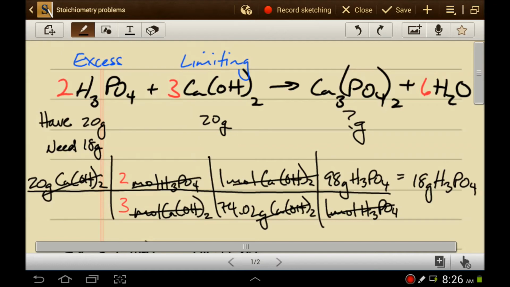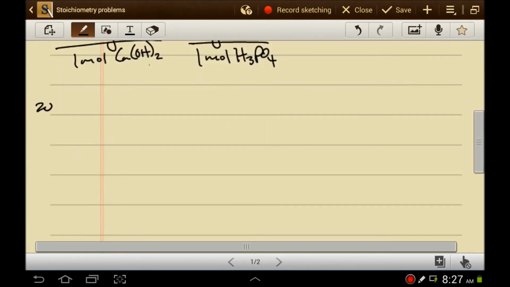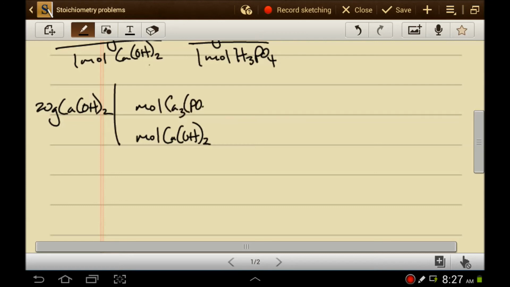So if what I want to know is how many grams of calcium phosphate this is going to make, I have to start with 20 grams of calcium hydroxide, not the 20 grams of phosphoric acid. So now when I do the stoichiometry, I start with the 20 grams of calcium hydroxide, and then I'll do the mole-to-mole ratio. I'll put calcium hydroxide on the bottom because that's my limiting reagent, and I have to start with the limiting reagent. And then I'll put calcium phosphate on top because that's what I wanted to find. And the ratio here is 1 to 3.